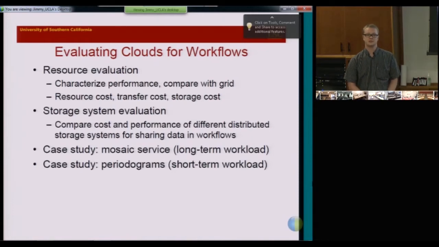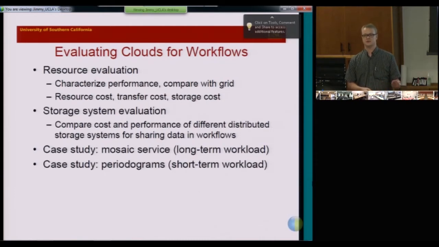We also did a storage system evaluation. Workflows, unlike tightly coupled applications like MPI codes, typically communicate by exchanging files. In a distributed environment, the way they do it is typically through a shared file system, a network file system. In an HPC center, you might use the parallel file system, for example. And so one of the challenges of deploying workflows in the cloud is to replicate that.